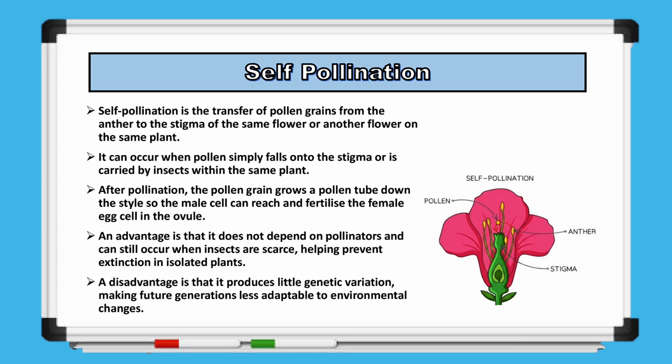Self-pollination is the transfer of pollen grains from the anther to the stigma of the same flower or to another flower on the same plant. It may occur when pollen falls directly onto the stigma or when insects carry pollen within the same plant. After pollination, the pollen grain grows a pollen tube down the style so the male cell can reach and fertilize the female egg cell inside the ovule.